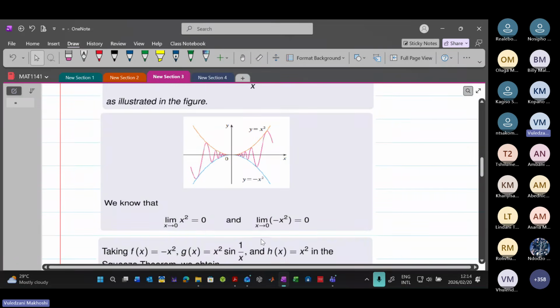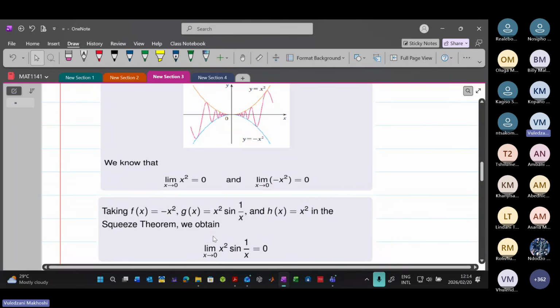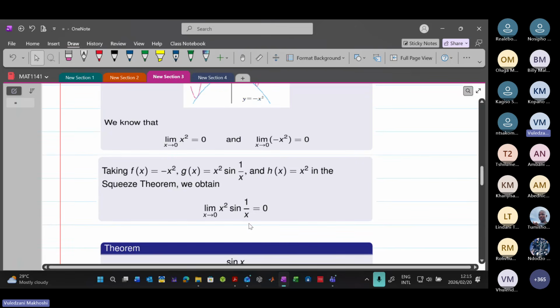Okay. So since we have that, taking f of x to be minus x squared from our theorem up there, g of x, which is in between the other two graphs, to be this, h of x to be x squared in the squeeze theorem, we obtain that the function which is squeezed between x squared and minus x squared, whose limits are 0 when we're approaching 0, must also be equal to 0. The limit of this function must also be equal to 0. That is the one example which illustrates how we can use squeeze theorem.